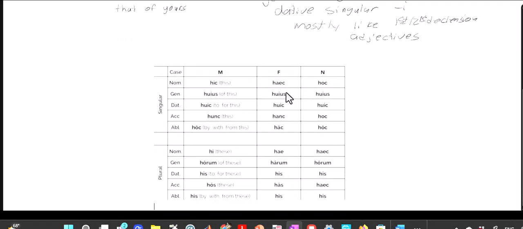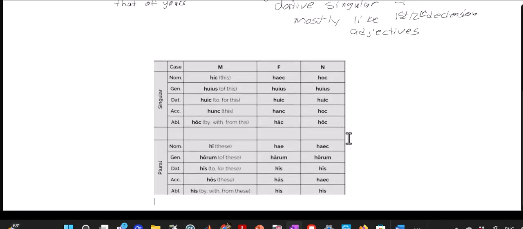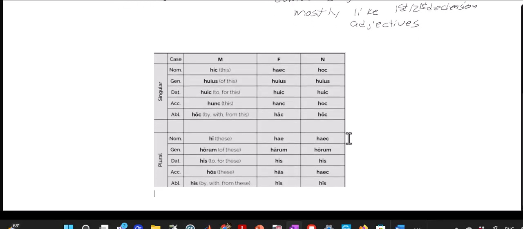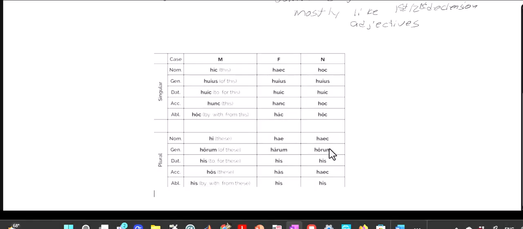Hic, haec, hoc, huius, huic, hunc, hanc, hoc. So that's different. That accusative, that's not your normal first, second declension. Hoc, hac, hoc. Also, that's a little bit different too. So these are older forms, is my understanding as to why they're different. But if you look in the plural, those are just regular first and second declension endings. Hi, hae, haec, horum, harum, horum, his, his, his, hos, has, haec.